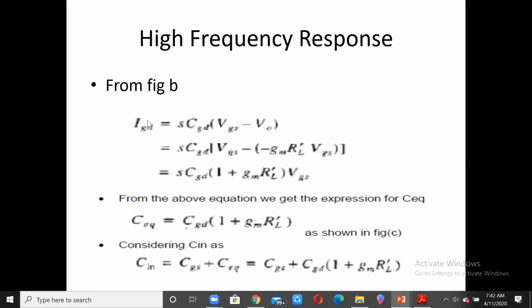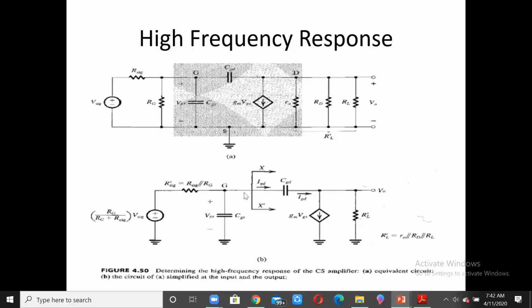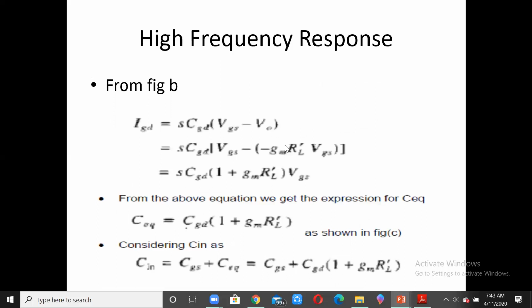So this IGD is equal to the value being mentioned over here, and that can be considered something like this. The IGD is the current which is flowing through this, and the voltage across the CGD can be considered as IGD multiplied by the impedance due to this. The impedance due to this is 1 by S CGD multiplied by ID. That is the voltage across this, and that is equal to VGS minus V0. VGS minus V0 is equal to IGD divided by S CGD. And once we have that, IGD will naturally be S CGD multiplied by VGS minus V0. And that is what is mentioned over here.